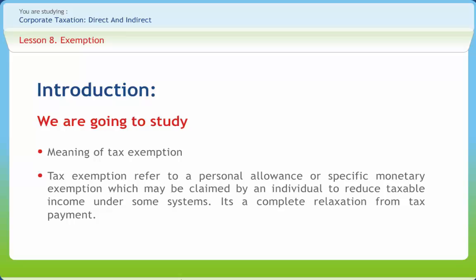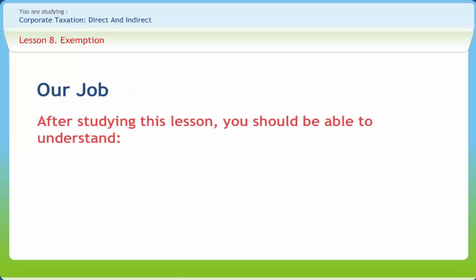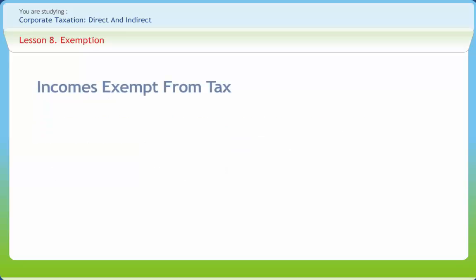Tax exemptions may theoretically be granted at any government level that imposes taxation, though in some broader systems, restraints are imposed on such exemptions by lower-tier government units. After studying this lesson, you should be able to identify incomes exempt from tax. Now let's discuss incomes which are exempted from tax payment.